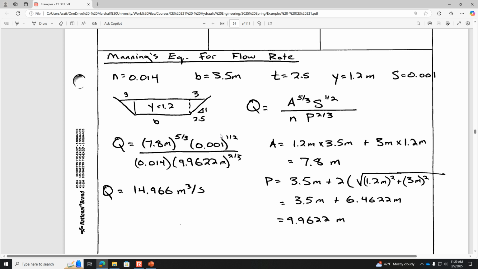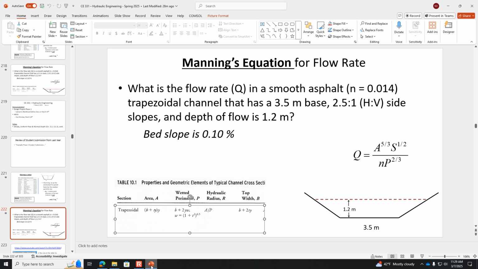So we should get about 15 cubic meters per second. That's how much water is passing through that channel if it's flowing at a depth of 1.2 meters on a 0.1% slope. Any questions about that? How would you find the flow velocity?